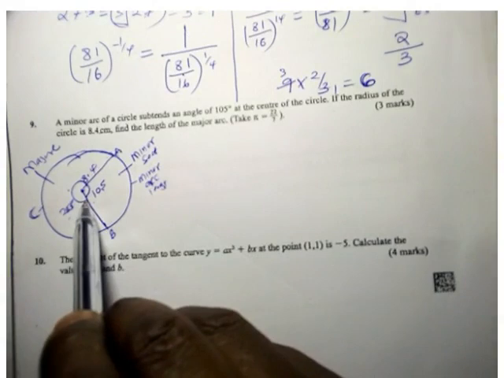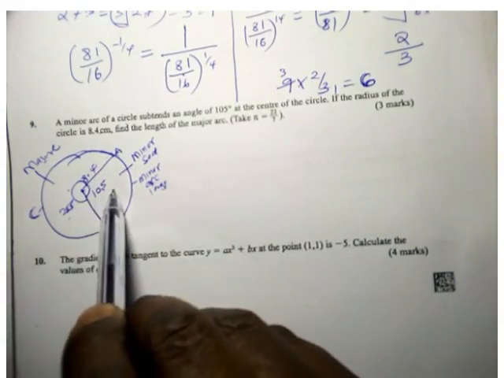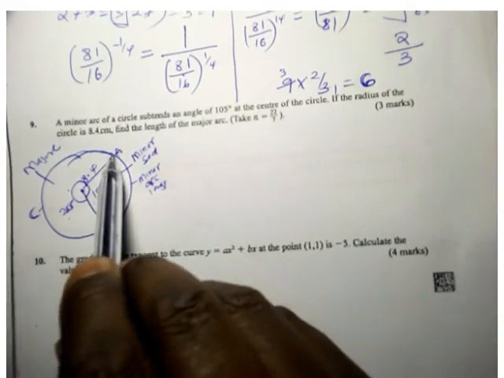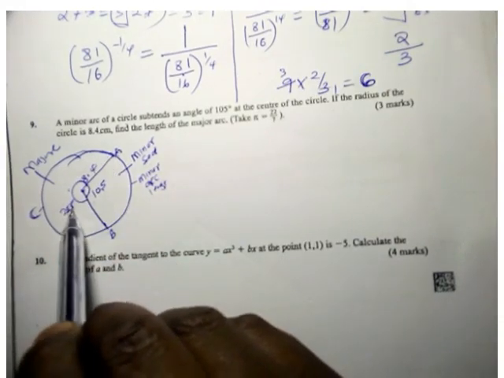Kwa hivyo unahitajika kujua kwamba hii ni minor. The minor arc ni kutoka mpaka hii length mpaka hapa. The major arc ni hii kubwa yenye iko na angle kubwa.